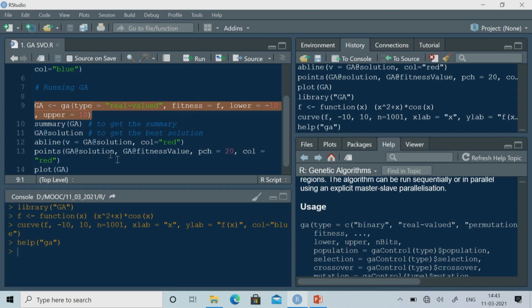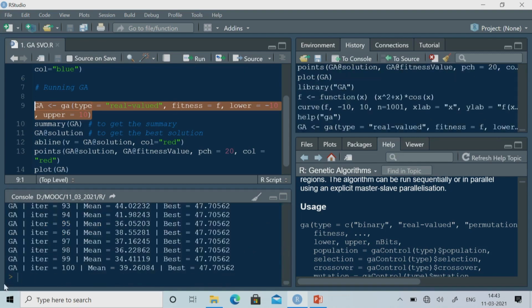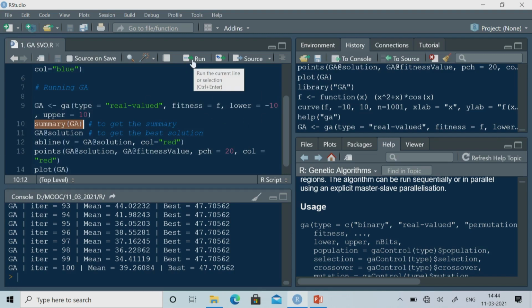So, let us run it. There are 100 iterations, which is the default value. If you are not giving it, the iterations will be 100. You can see that GA has been executed, and finally it reached the 100 iterations. And now I can see the results. I can see the results from summary of GA. If I execute this one, then I can see the results.